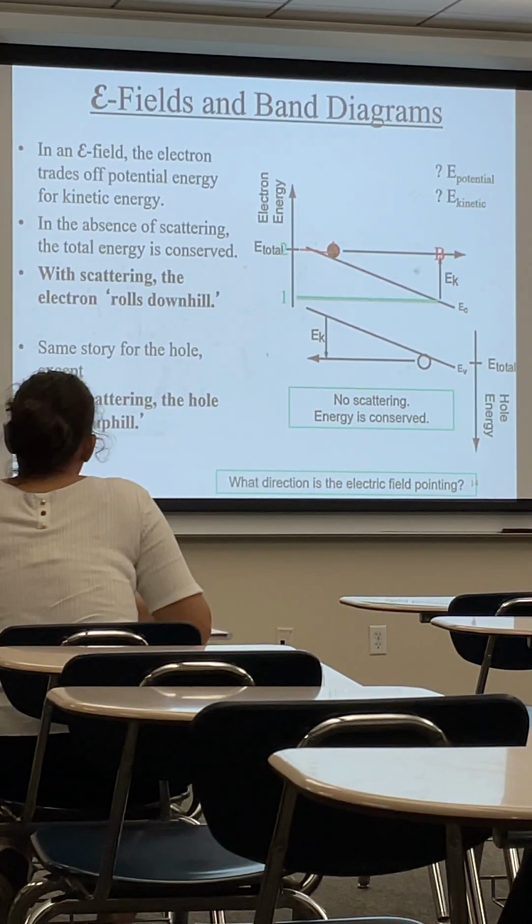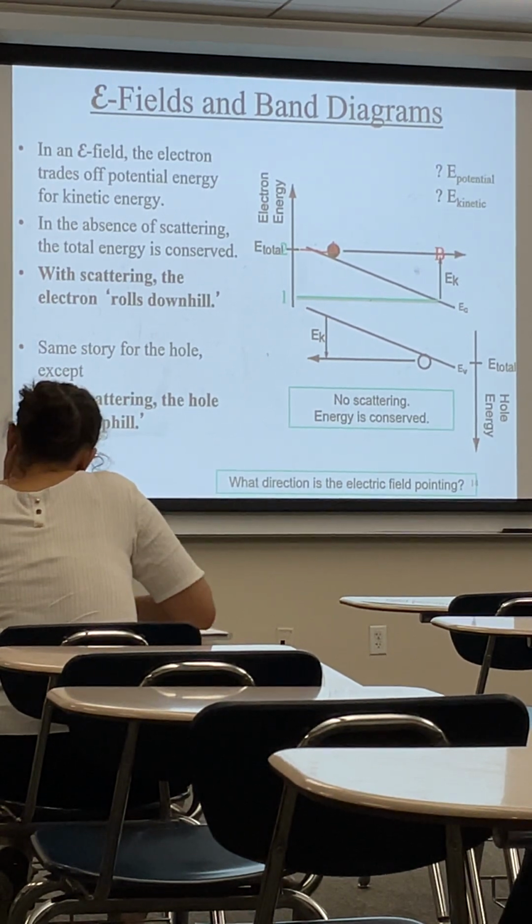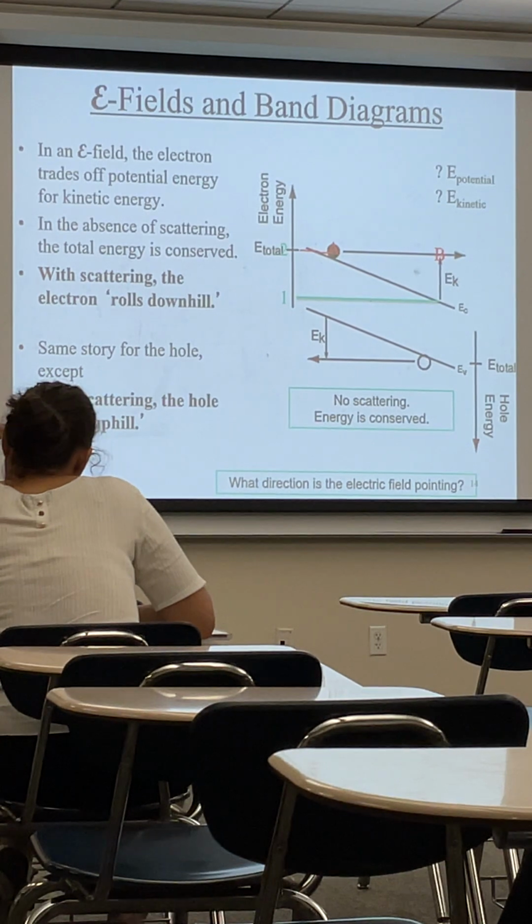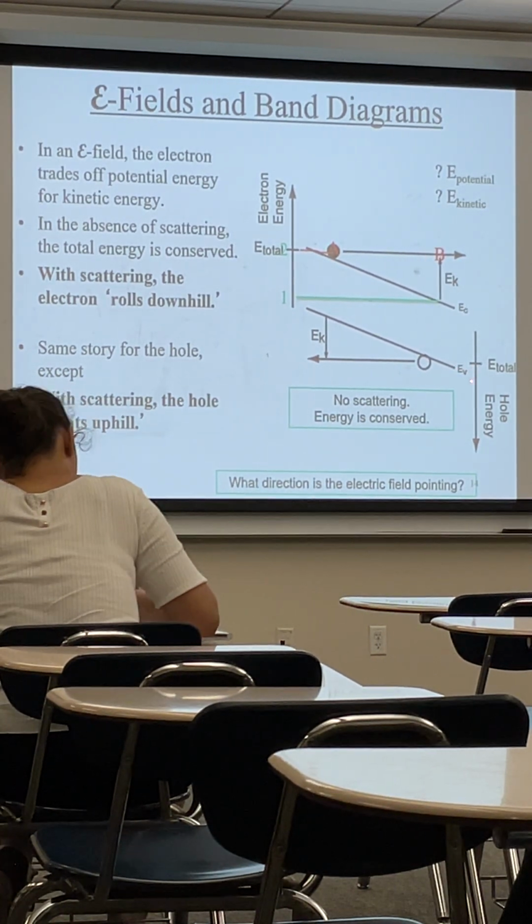What's happening to the band gap when the electric field was applied? The band gap is unchanged. It's unchanged? Yes, so that's why EC is parallel to EV.